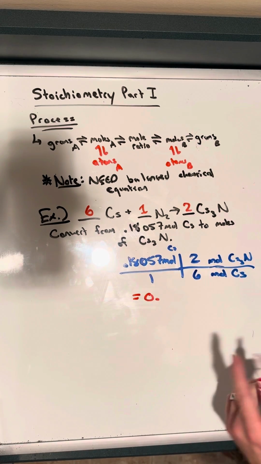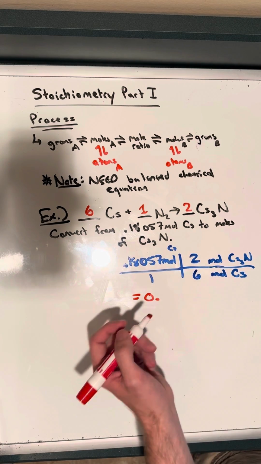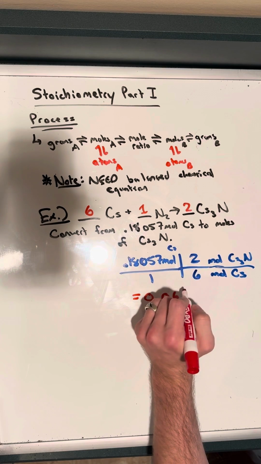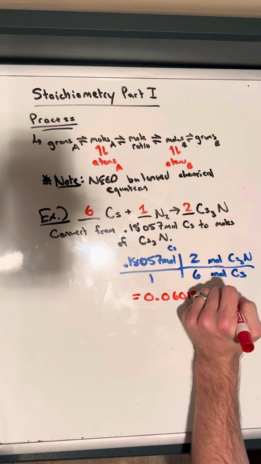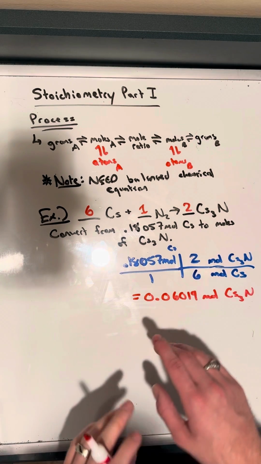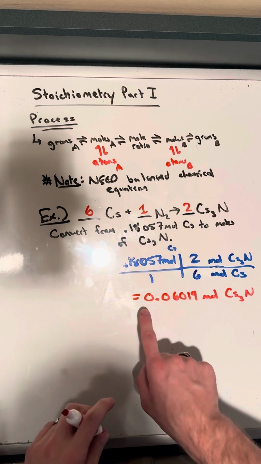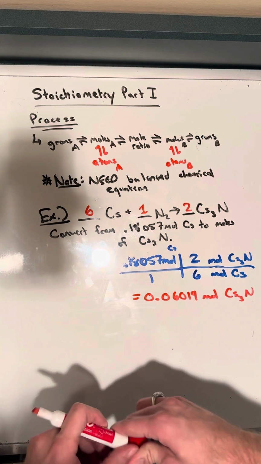If you're pretty good at math, you might notice, well, 2 over 6 is just dividing this by 3, which is true. If you don't see what I'm talking about, that is A-okay. You can just multiply it inside of a calculator, and you should get this many moles of cesium nitride. So we should go from 0.18057 moles of cesium to 0.06019 moles of cesium nitride.